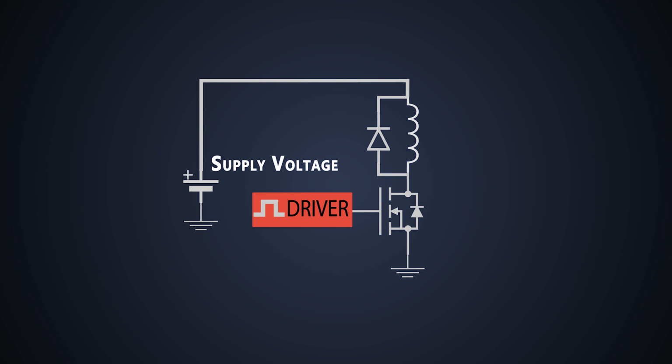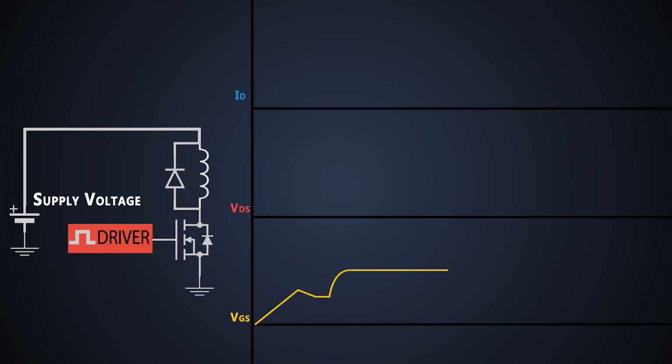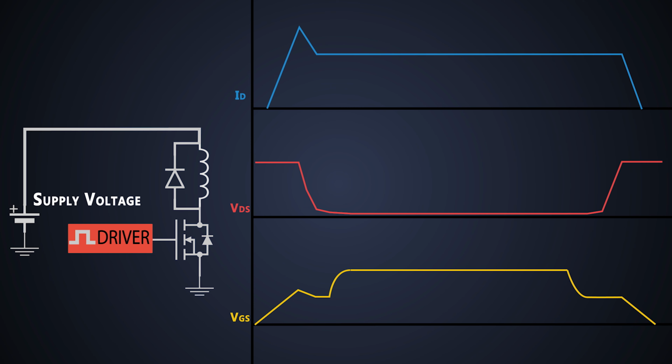Hey, welcome back once again. This time we'll see how a MOSFET behaves when there is an inductive load with its gate to source voltage, drain to source voltage, and drain current waveforms. So let's start.